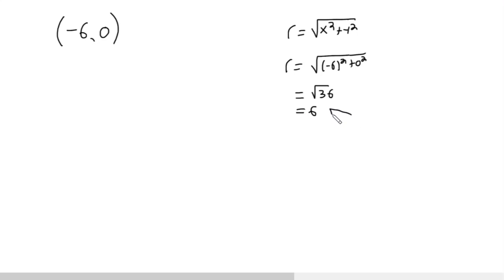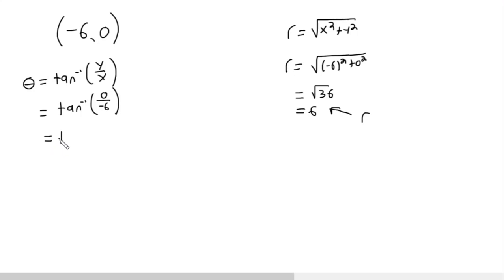So I have my r value. I got it pretty easily. Okay, so now let's find theta. Remember that theta is equal to tangent inverse of y over x. Well, my y value is just 0, and my x value is -6. But this is the same thing as just saying tangent inverse of 0.